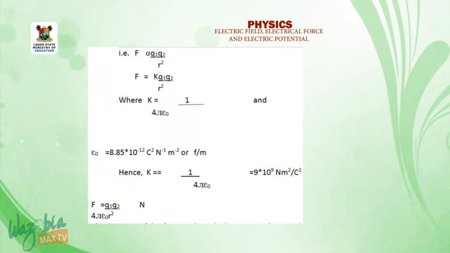If you go down the equation, F will now be equal to K Q1 Q2 over r squared, where K is equal to 1 over 4 pi epsilon naught, and epsilon naught, which is called the permittivity of free space, is equal to 8.85 times 10 raised to negative 12 coulomb squared per newton per meter squared, or farads per meter, where K becomes 1 over 4 pi epsilon naught, which is equal to 9 times 10 raised to power 9 newton meter squared per coulomb squared.